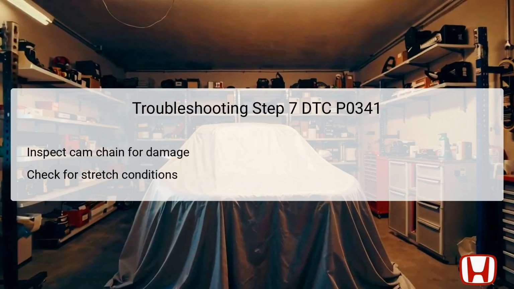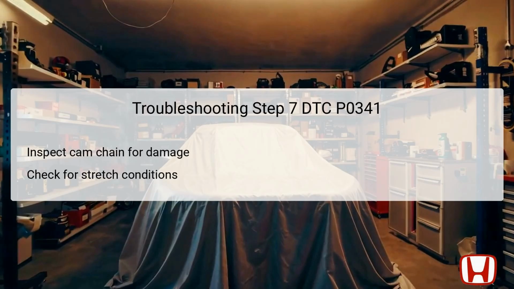In Step 7, the cam chain's condition is scrutinized as part of troubleshooting DTC P0341. The cam chain's role is essential as it facilitates the connection between the crankshaft and the camshaft, allowing for synchronized movement. Inspecting the cam chain for signs of damage, such as wear or breakage, is crucial. Additionally, checking for stretch is critical, as an excessively stretched cam chain can disrupt timing. If damage or stretch is present, replacing the cam chain along with the auto tensioner is advisable to restore timing accuracy and engine performance.